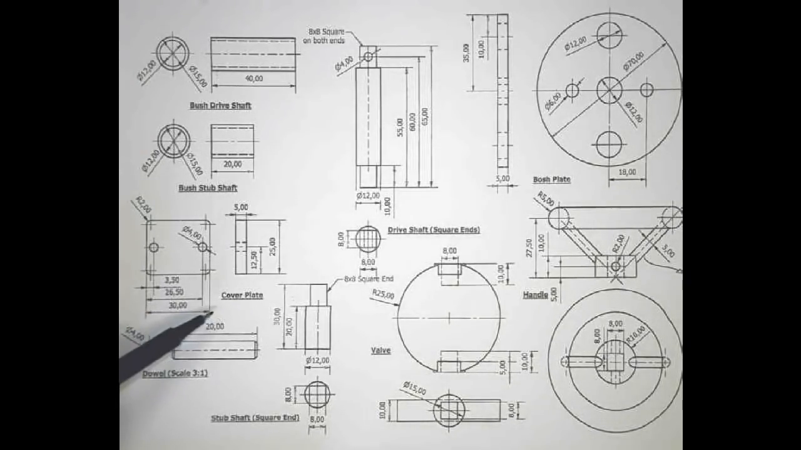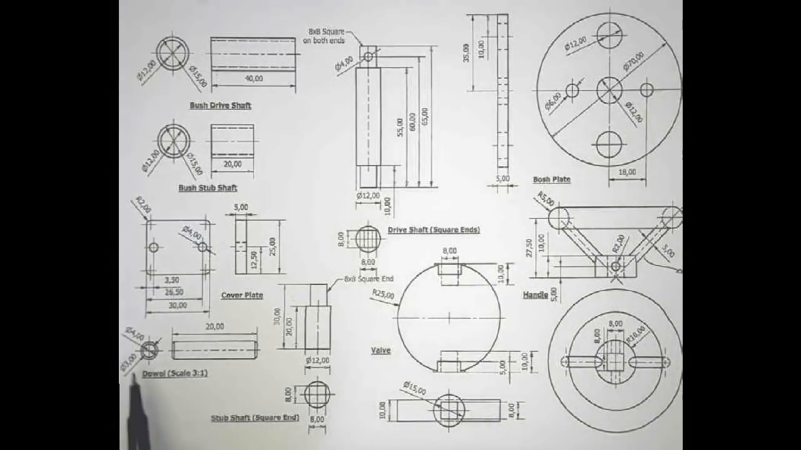We then have our cover plate. Okay, so it's just going to be this rectangle rotated through 90 degrees, and you should also see the representation of these holes. We then have a dowel.